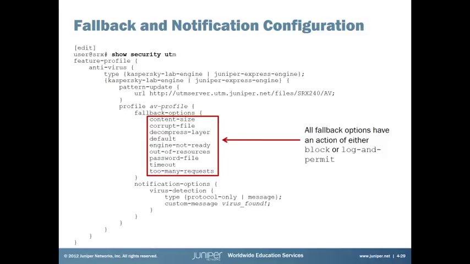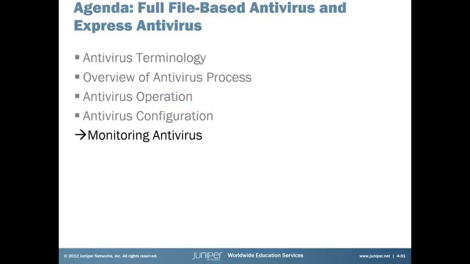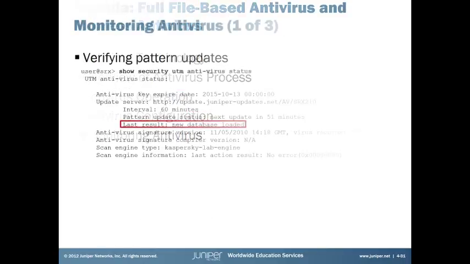And then, as you said earlier, you can set up what happens when that occurs. So we set up our antivirus profile, and we then go and apply that to a security policy. So we have an antivirus profile, we apply that to a UTM policy, and we apply our UTM policy to a security policy. So let's take a look at our configuration shortly.